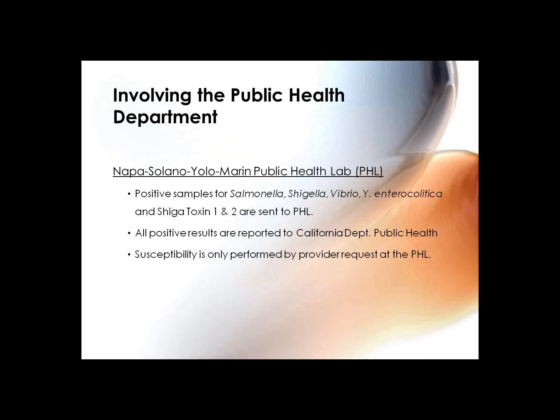Involving the public health department is really important. We work with the Napa Solano Yolo Marin Public Health Lab. We communicated with them when we wanted to switch from culture to PCR. But we work very closely with them in the way that we now process the positive results. Positive samples for Salmonella, Shigella, Vibrio, Yersinia, and Shiga toxin 1 and 2 are sent to the public health lab.